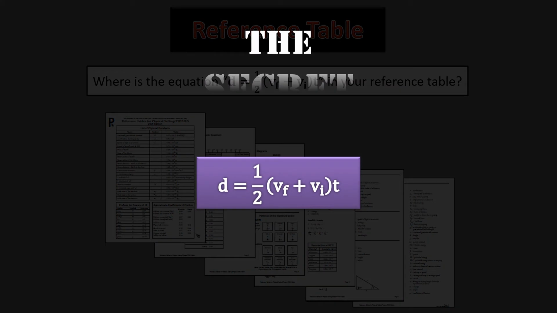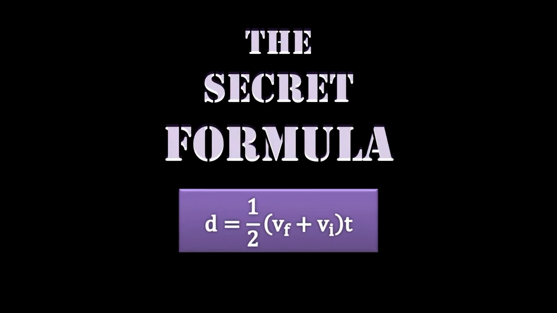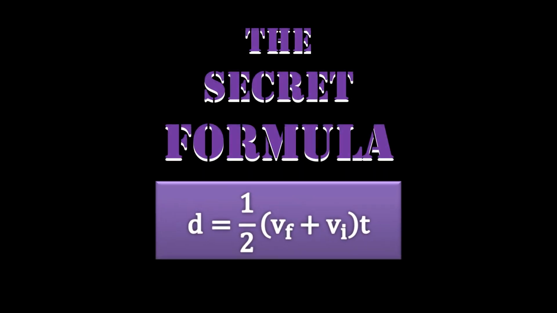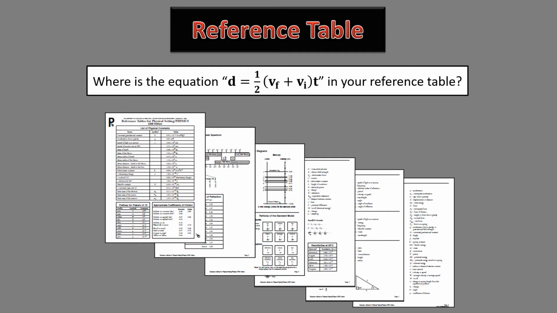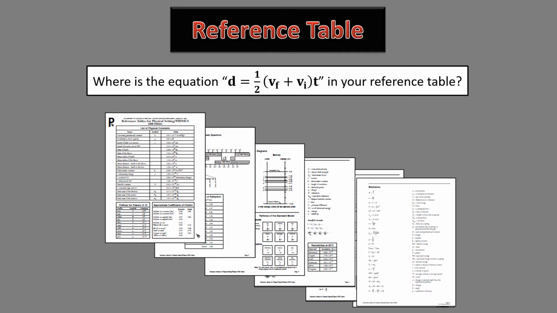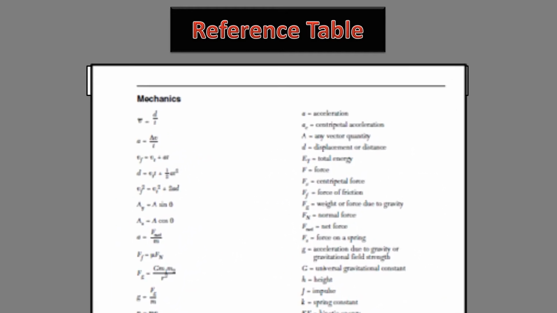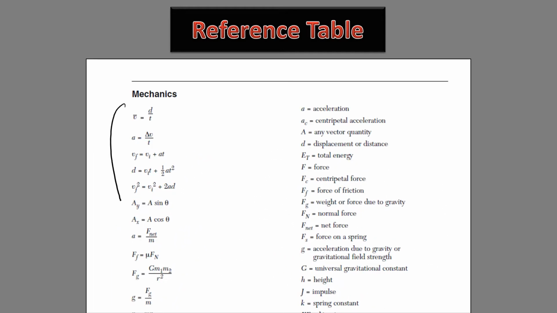Or is it? This is the secret formula. It's not on your reference table. You have to write it in. So you've got to go to the reference table on the back. It's not located here anywhere, so you're going to have to write it in if you want to remember that d is equal to 1/2 times vf plus vi times t. And remember, it's just the average velocity formula, and then we combine the two.